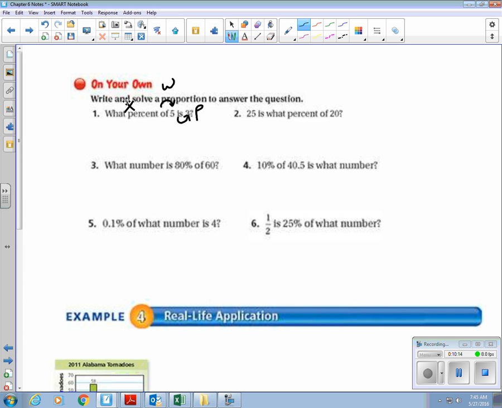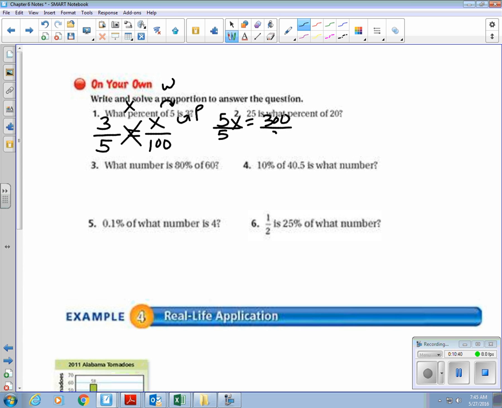"What percent" means we're looking for the percent. So that's going to be the x in our percent ratio. And now I have the "of", the whole amount is 5, so that goes down the bottom. And the part amount is 3, so that's up top. So 3/5 is equal to x over 100. I can do cross multiplication, and I'm going to get 5x is equal to 300.